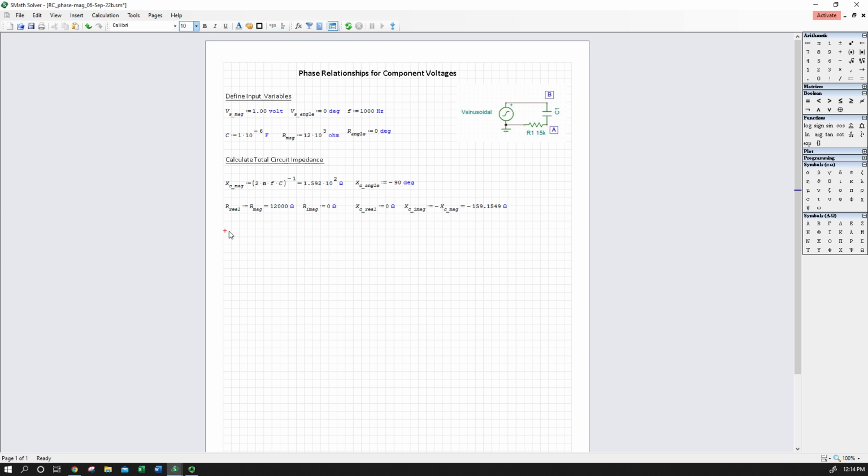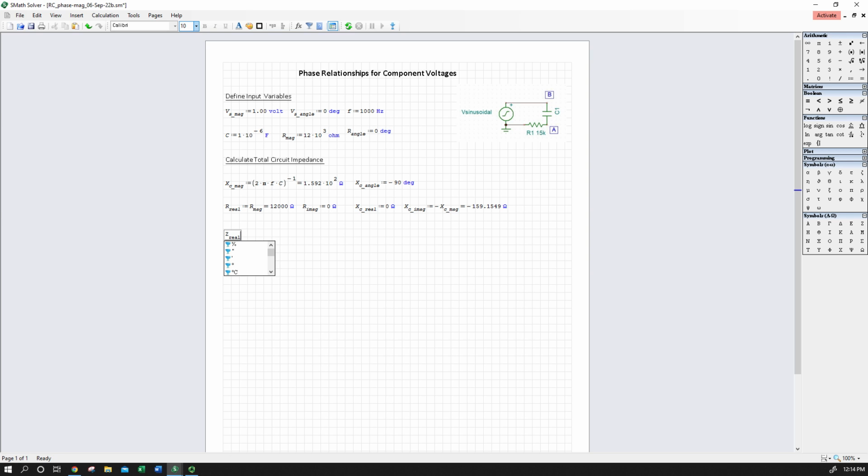So how do I get a total component in terms of using my rectangular? I add reals to reals and I add imaginaries to imaginaries. So I can now define the total impedance of my circuit, Z, and I'm going to start with a Z real.